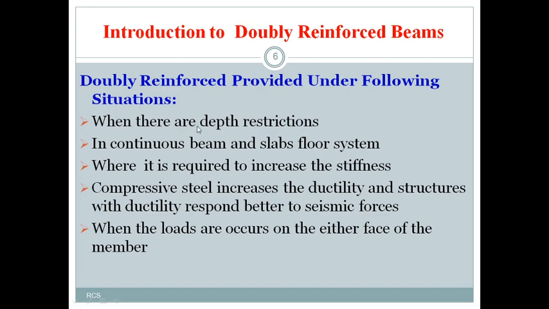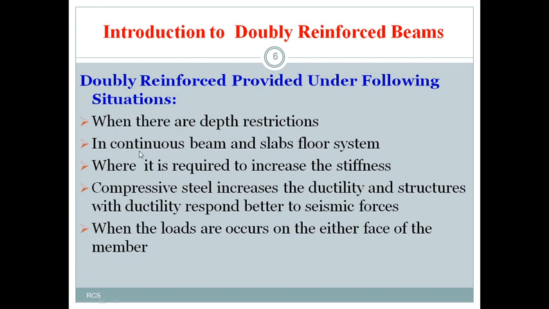Next, what are the situations in which we may come across doubly reinforced beams? These are the following situations. As I already discussed, the first is depth restriction. If there is some architectural constraint, some beautification work or something due to the architectural appearance, there is no provision for increasing the depth of the beam. So there we ultimately go for a doubly reinforced beam.